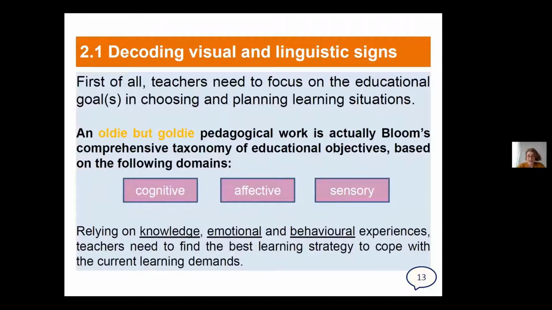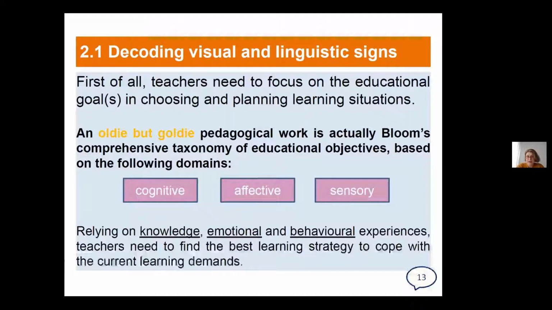And to do that, we need to go to the roots, okay? We need to understand how to decode visually and linguistically the elements of a comic. So first of all, we need to focus on the educational goals when we choose and plan our learning situations. And let's go down to an oldie but goldie pedagogical work, which is Bloom's Comprehensive Taxonomy of Educational Objectives.